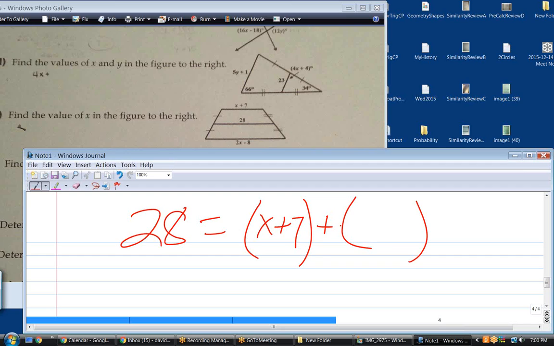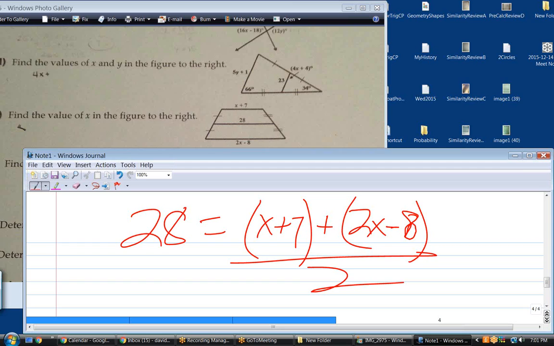Top base plus the bottom base. What's the bottom base? 2x plus minus 8. And you've got to divide all of that by 2. So there's your equation. That's the equation I wanted you to come up with. If you can come up with the equation, I'm not concerned about you being able to solve this. I hope you can solve that. You should be able to solve that rather easily. But coming up with the equation is the tough part.